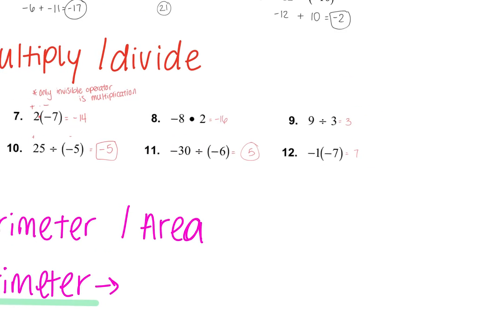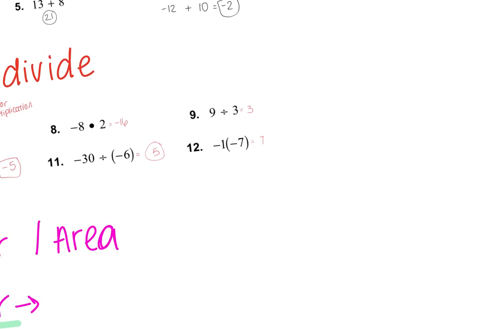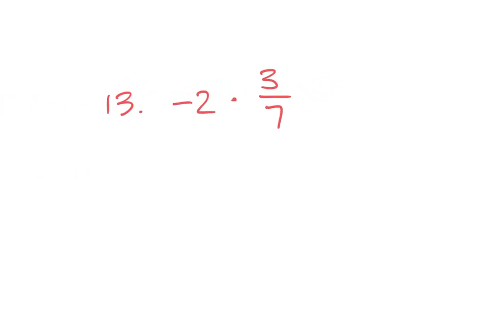All right, moving on. All right, guys, I want you to add one more problem in here. So let's go ahead and we'll make it number 13 and 14, okay? For number 13, we're going to go ahead and multiply two fractions. So for example, let's say we have negative 2 times 3 over 7, okay? So you'll notice 3 over 7 is a fraction.